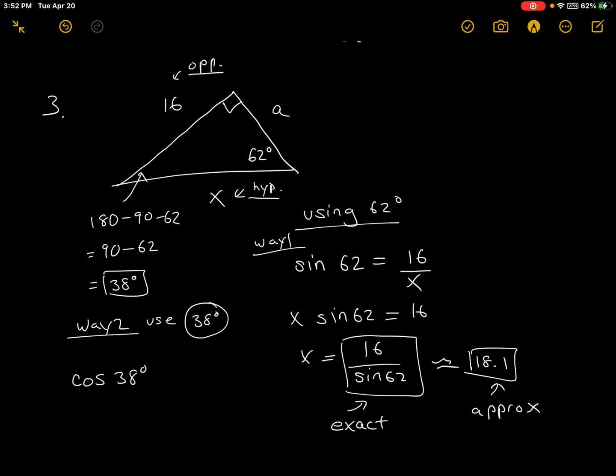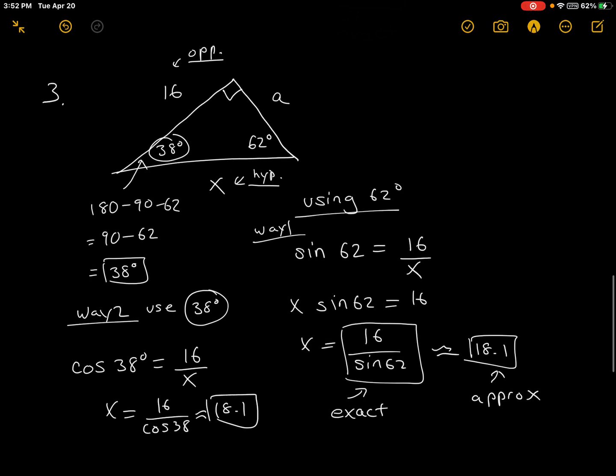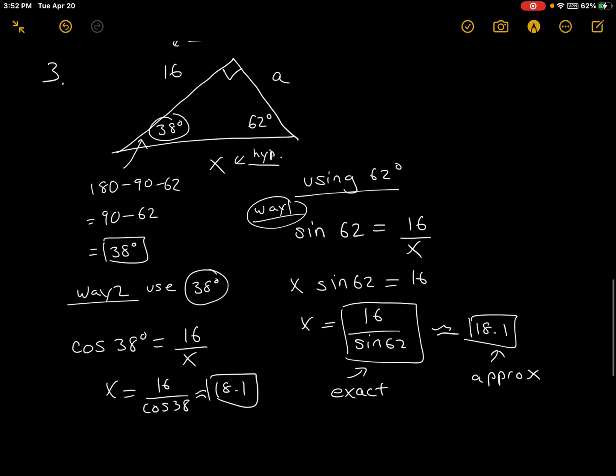Adjacent would be 16, right? And then over hypotenuse, which is x. x is equal to 16 over cosine of 38. You'll get the exact same answer, okay? So this one I'm not going to be picky on, right? Whether you want to use angle 62 or angle 38, right? One way is not necessarily easier than the other way. It just depends which angle you use, okay?